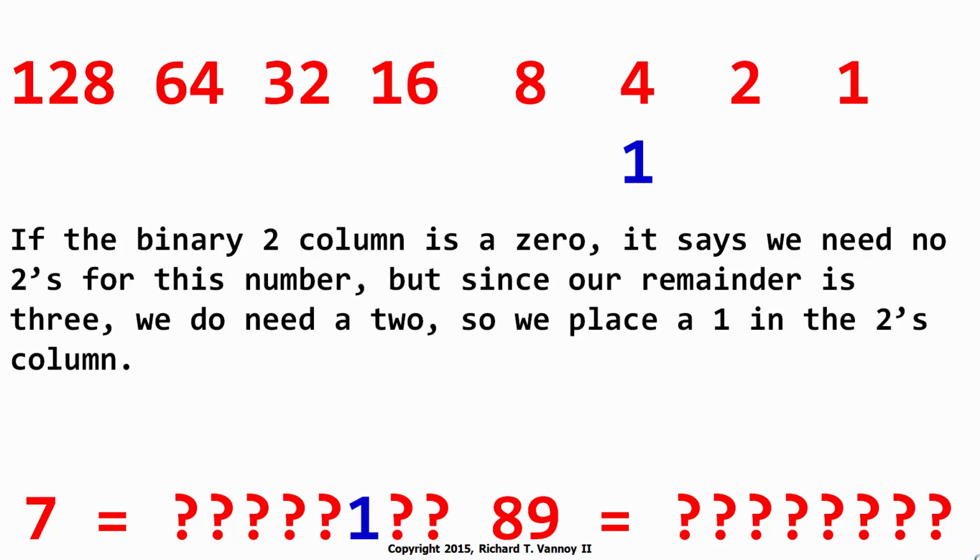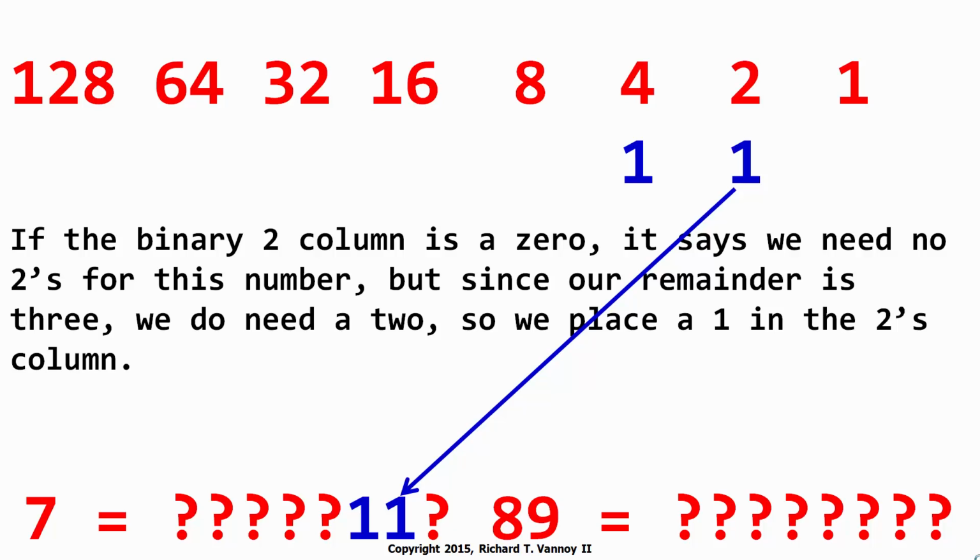Since we have a remainder of 3, we again say, what's the largest number in our list that's less than or equal to our remainder, which is 3. And of course, that number is 2. So we're going to place a 1 in the 2's column.